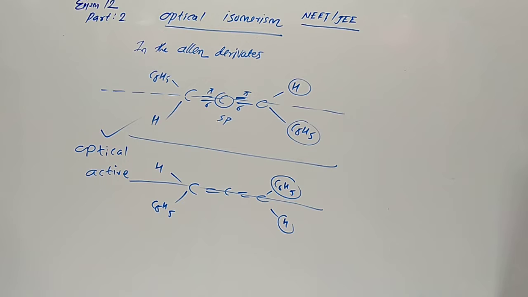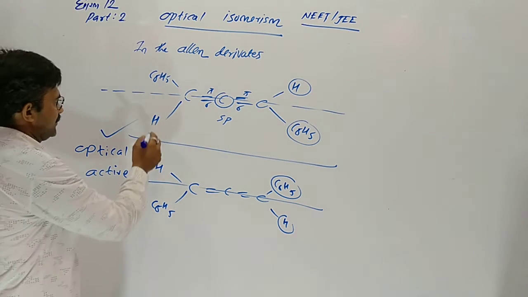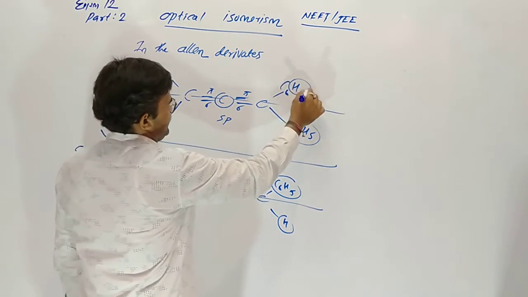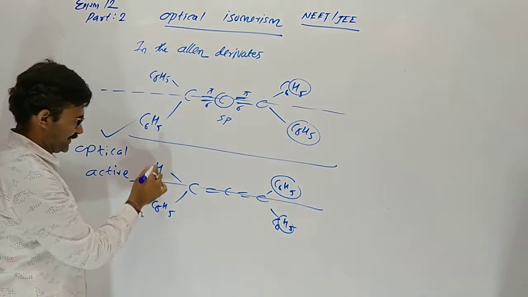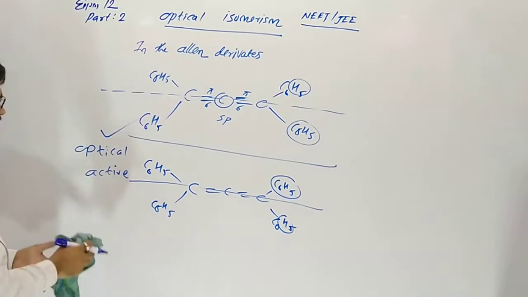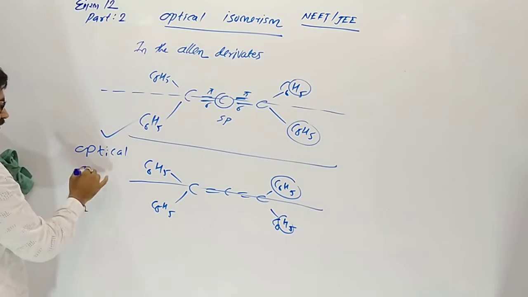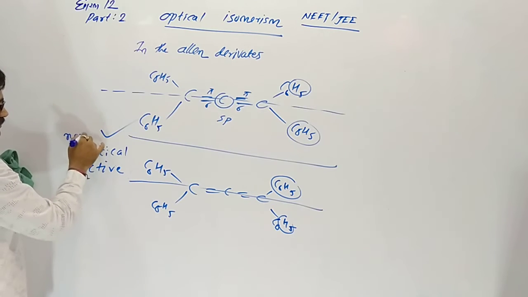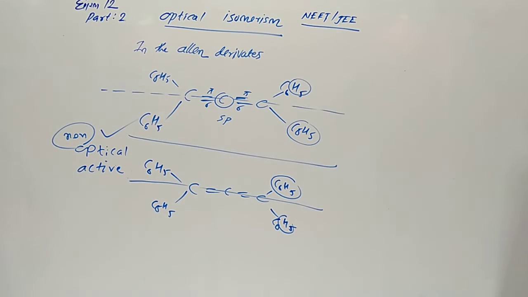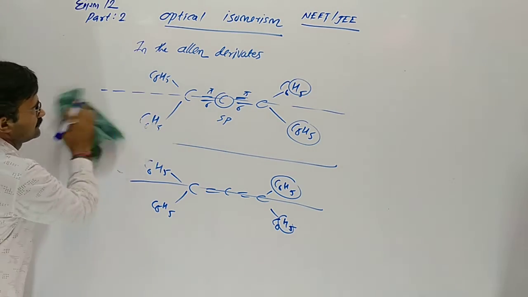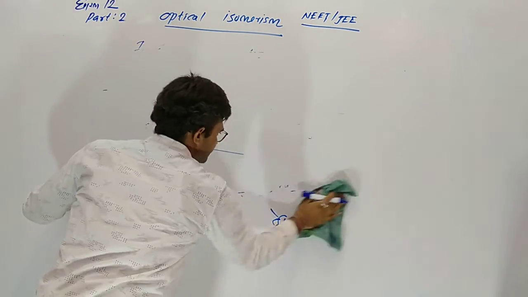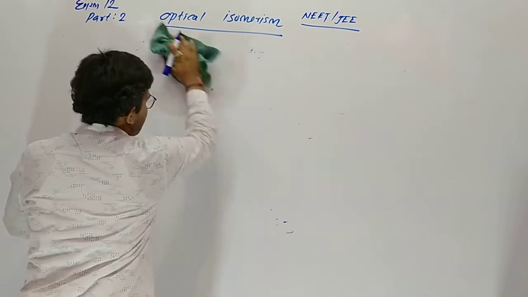Yes, sir. This is exceptional. In the allene derivatives, this type occurs. Suppose here is C6H5, C6H5, so it gives the same mirror image. So now this one is not optically active, non-optically active. Now another exception is in the allene, this type occurs.